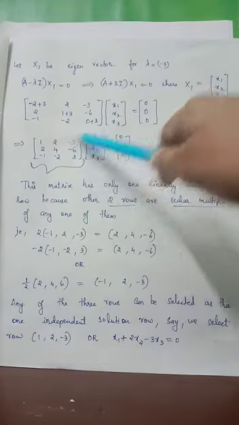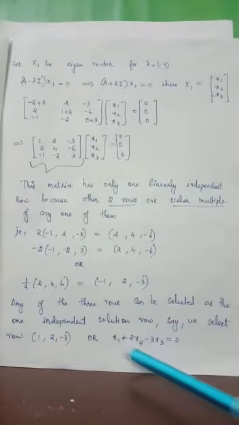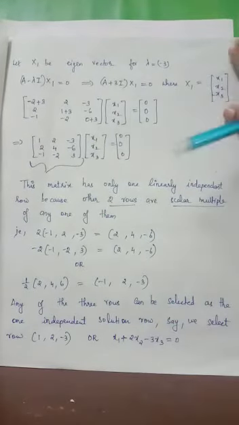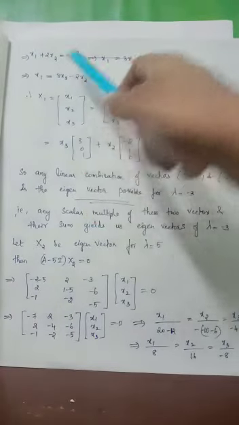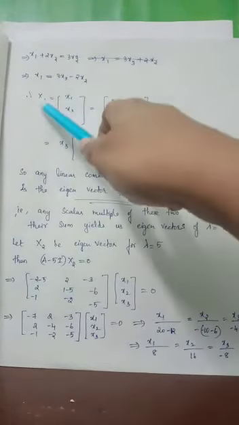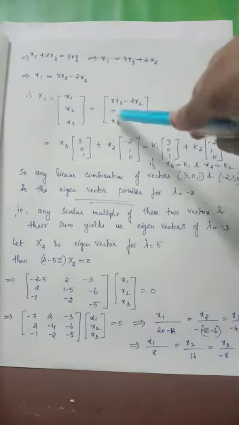If we select the first row and multiply it by the column vector, you get the resultant linear equation x1 plus 2x2 minus 3x3 equal to 0. From there, you get the relationship of x1 in terms of x3 and x2. So you can write the eigenvector x1, x2, x3 as 3x3 minus 2x2, x2 and x3.